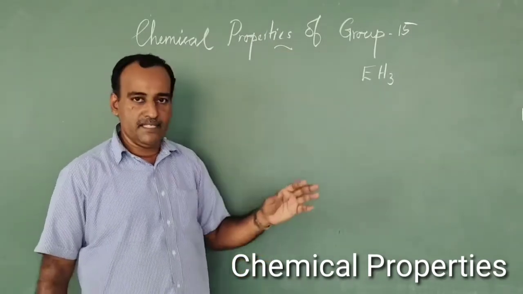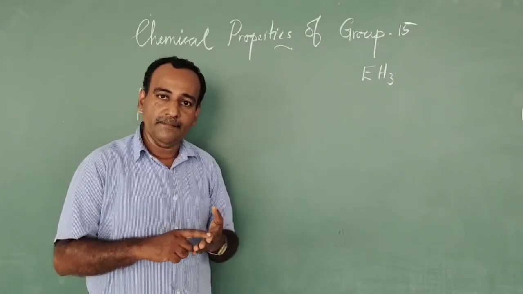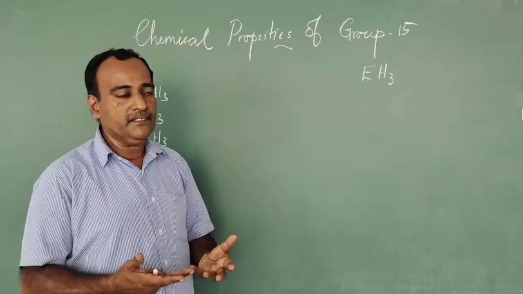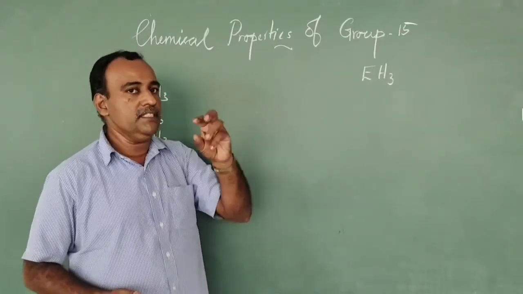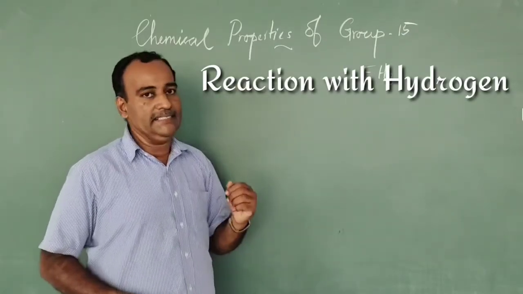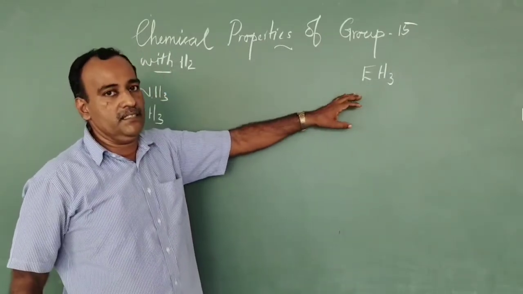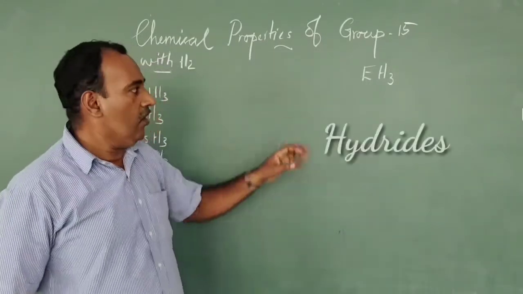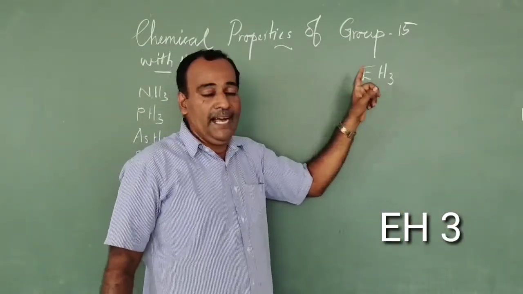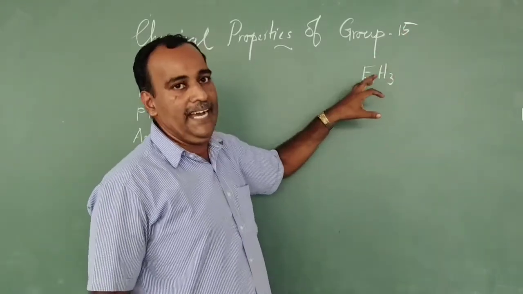Group 15 consists of nitrogen, phosphorus, arsenic, antimony and bismuth. All these elements react with hydrogen. First, we are going to study the reaction with hydrogen. All these elements react with hydrogen to form hydrides of the type EH3. The general formula of the hydride formed by the elements of group 15 is EH3.